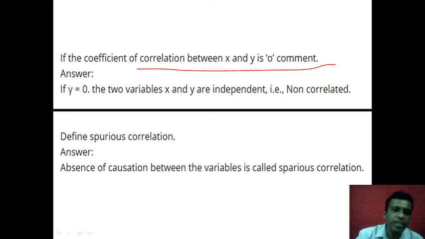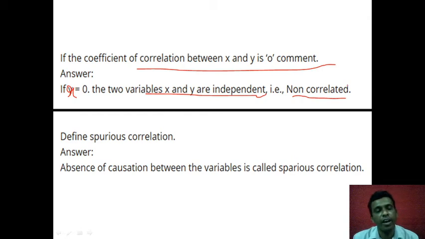So we already know that if the coefficient of correlation between x and y, that is r, is equal to 0, the two variables x and y are independent, that is they are not related, they are not associated with each other, hence they are not correlated. So this is what you have to write.